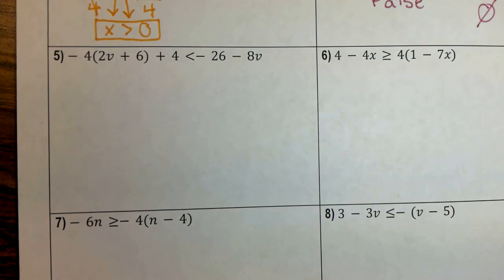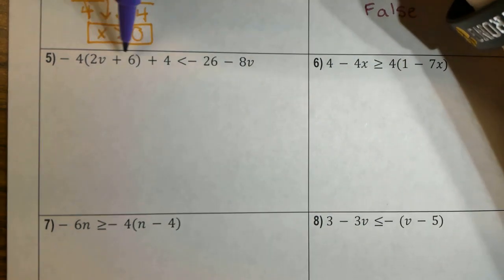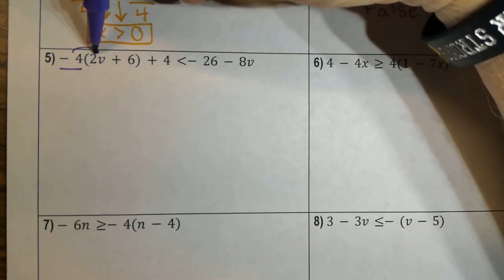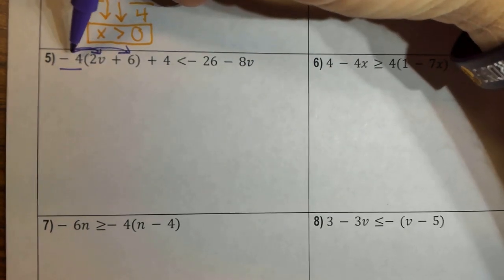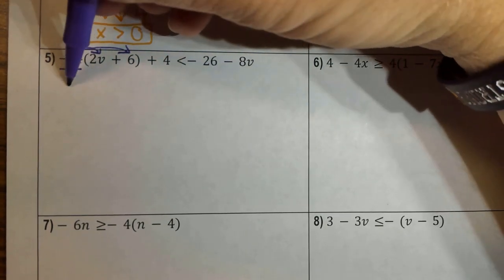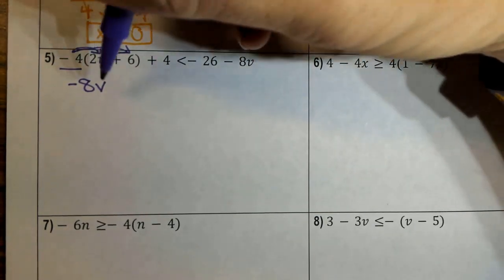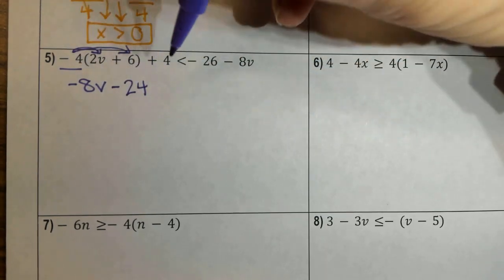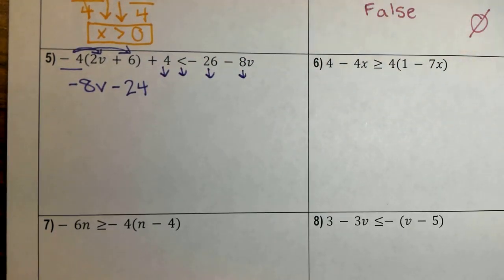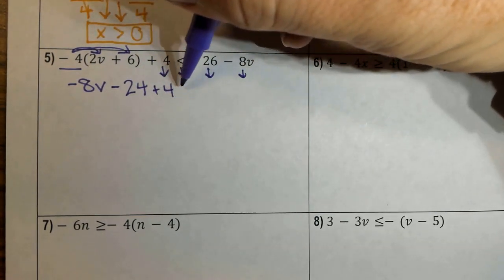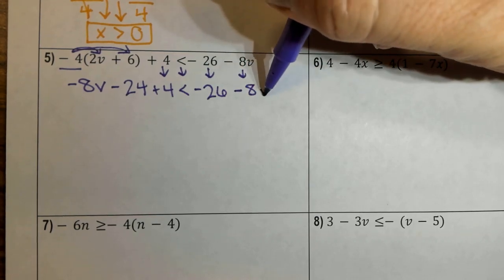Moving right along, number 5. Now I have parentheses. So remember, if you ever see parentheses when you're solving, you have to distribute first. Okay, so I do multiply. -4 times 2v, -8v. -4 times 6 is -24. And all this other stuff I just bring down. I did not change. So I have +4 less than, and then -26 minus 8v.